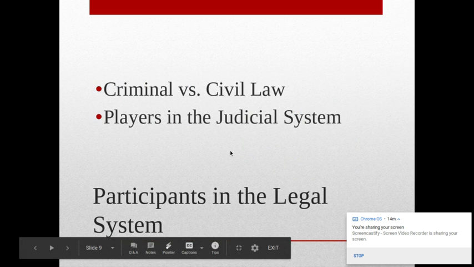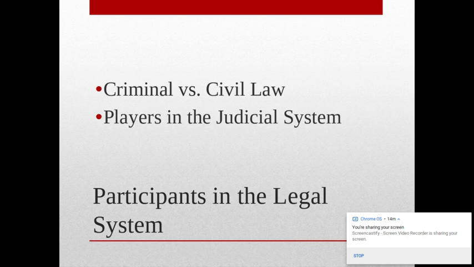I want to also talk a little bit about the participants in the legal system. There is a difference between a criminal case and a civil case. Criminal cases are where the government charges an individual for violating a specific law. There's a law that's been violated, right? Think about my example of the Clean Water Act, Clean Air Act. Somebody is polluting. That's a federal law. You're breaking that law.